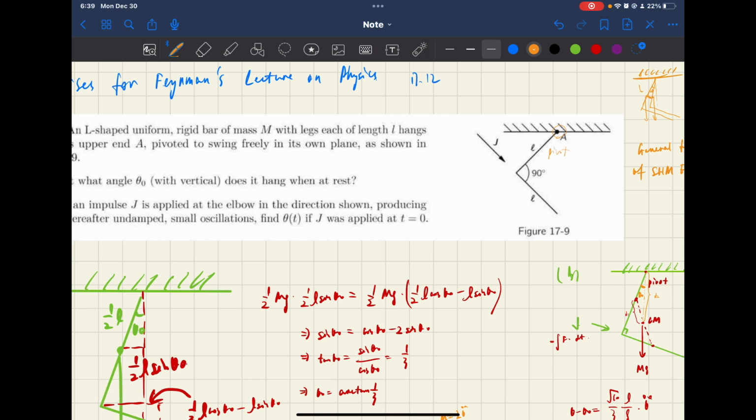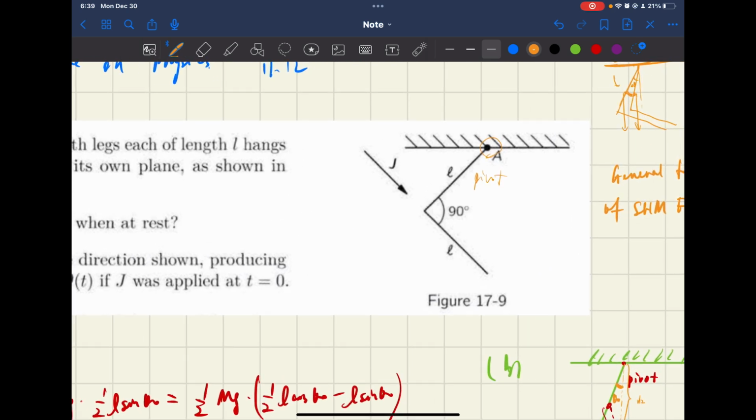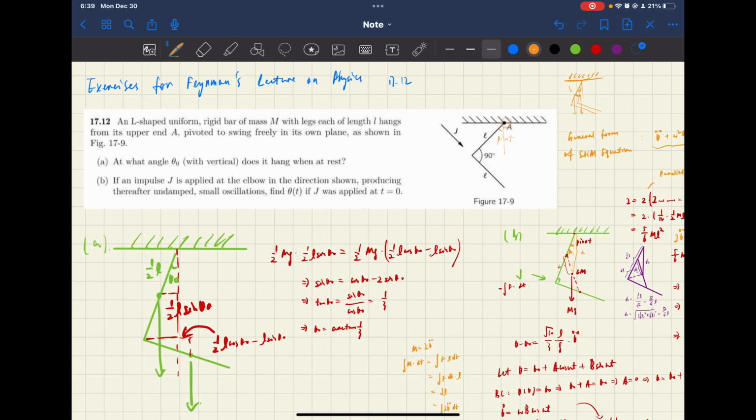Okay, the first question is: at what angle theta 0 with the vertical does it hang when at rest? Actually, this problem seems quite easy at first. You see, there are no numeric values in the text. However, the second question is kind of hard to solve. We'll get down to why later. Okay, good. For the first question, we're calculating the angle theta 0 when hanging at rest.